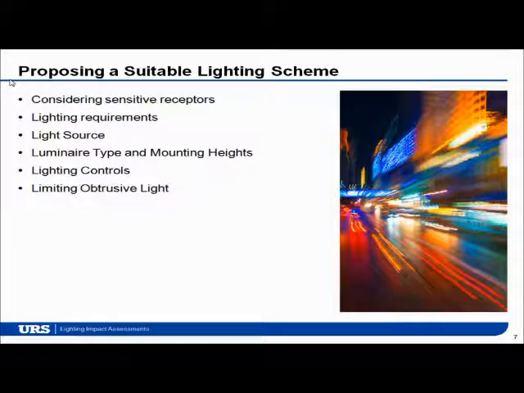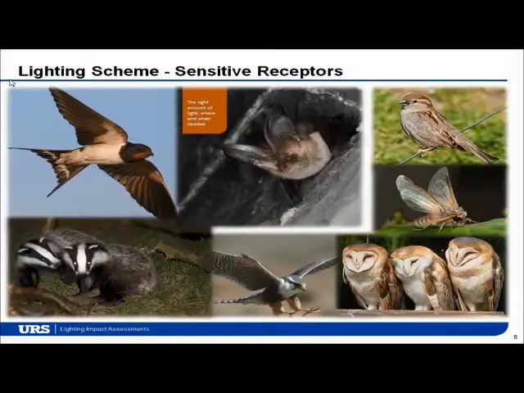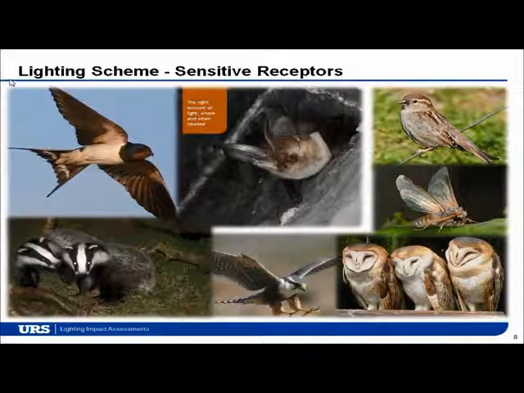Okay, so the next stage is looking at proposing a suitable scheme. These are the things we need to consider. First of all, we need to understand what sensitive receptors are on the site and where these areas are, whether there are dark corridors, bat roosts that need to be protected that are existing, or perhaps new bat roosts that are proposed, and bat boxes.